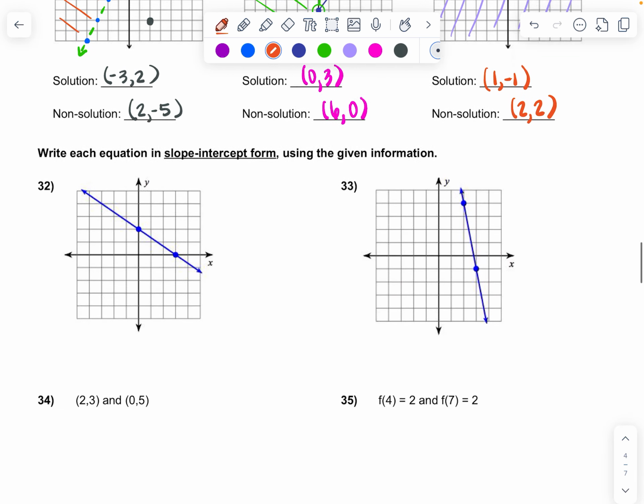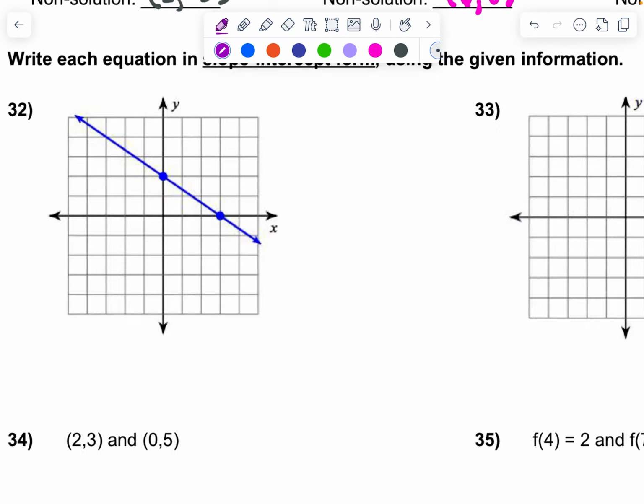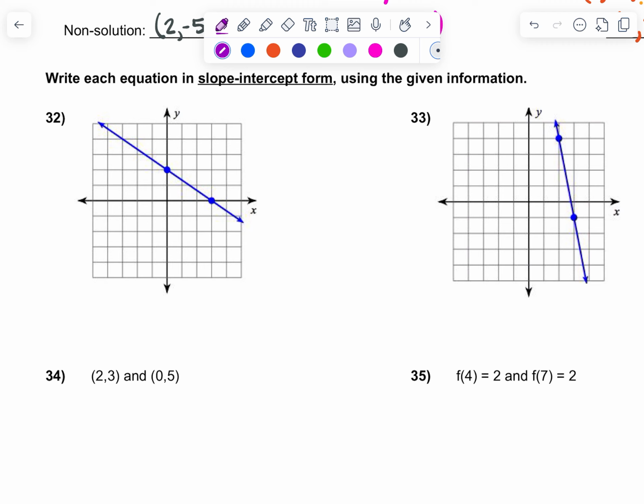All right, so there's our review on linear inequalities. All right, let's go talk about writing equations in slope-intercept form. All right, here we go. The graphs should be nice and easy, right? All you need to do is find the slope and the y-intercept. Because it does say slope-intercept form, right? So y equals mx plus b.